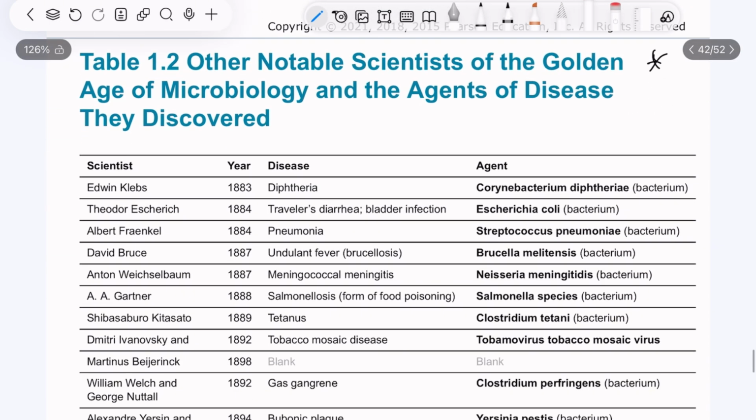So here are the other notable scientists of the golden age of microbiology and the agents of disease that they discovered.